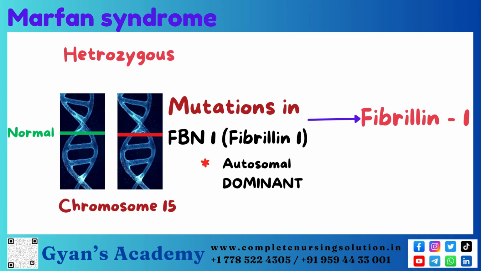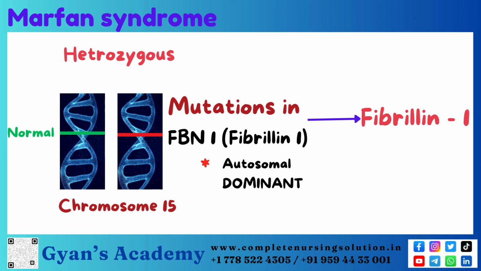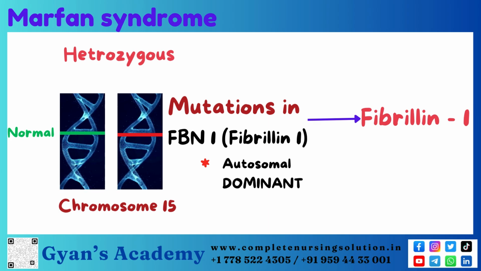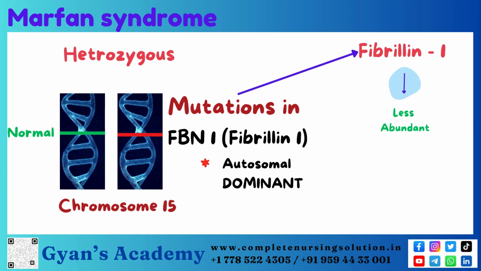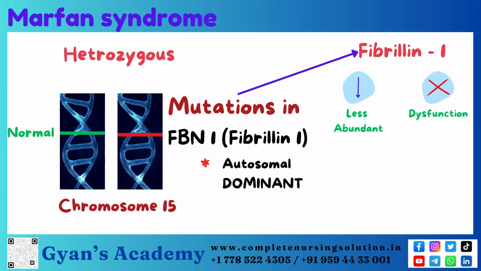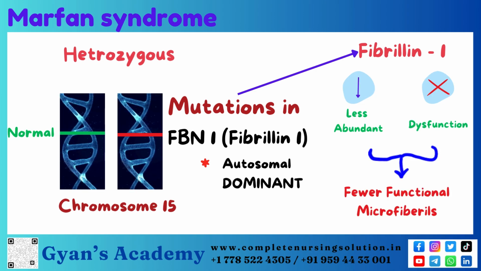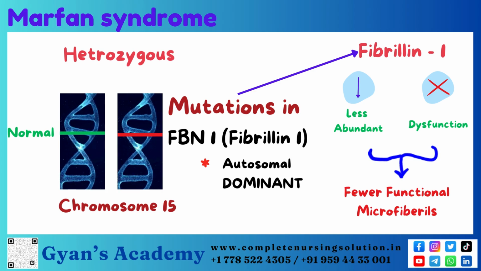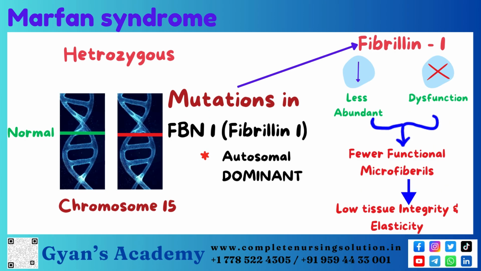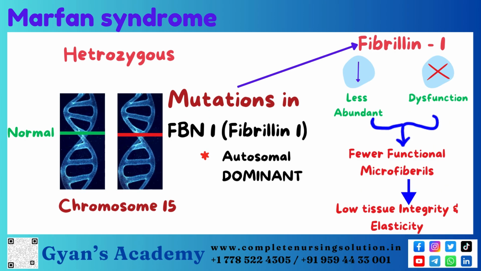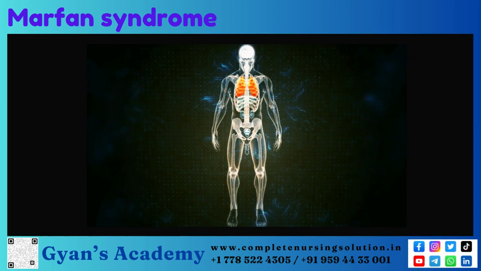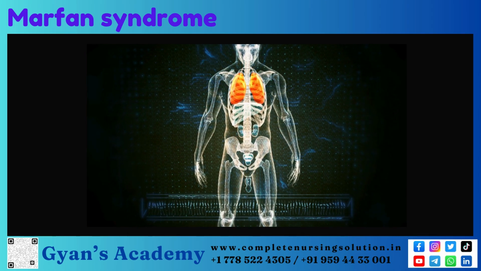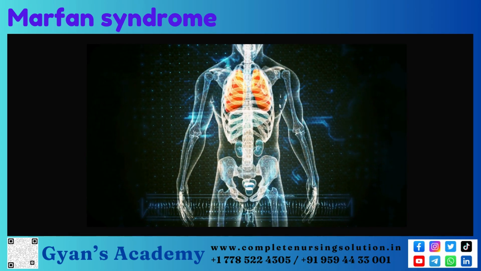The FBN1 gene encodes the fibrillin 1 protein, one of the three fibrillin subtypes. In Marfan syndrome, fibrillin 1 is either less abundant or it is dysfunctional. As a result, there are fewer functioning microfibrils in the extracellular matrix, and that means there is less tissue integrity and elasticity. Connective tissue is found throughout the body, so this can affect nearly every system of the body.